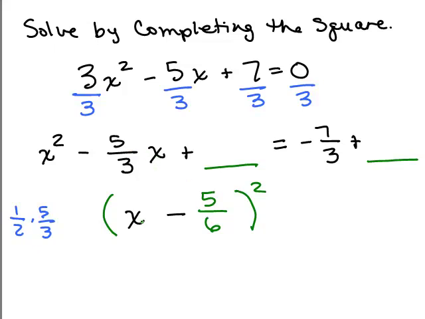So when I square this, x minus 5/6 squared, I will get the x squared minus 5/3 x, and the last term will be whatever 5/6 squared is. So you square the numerator, square the denominator. That'll be 25/36. Whatever you add to the left side of the equation, you need to add to the right side of the equation. Okay, so the left side looks good.